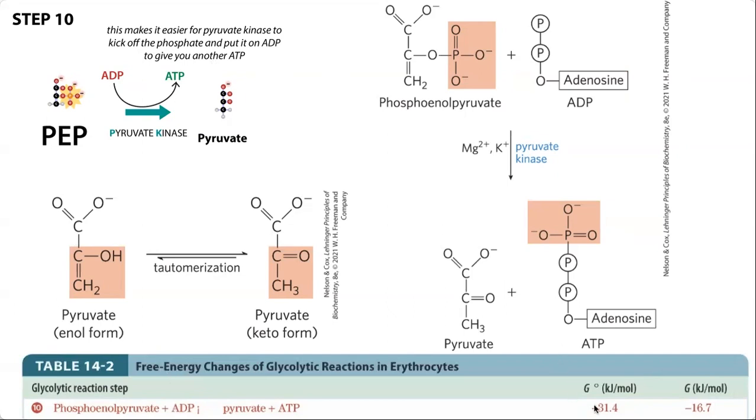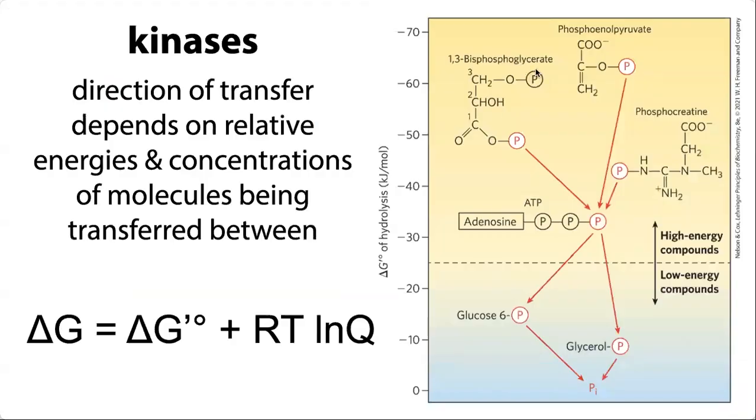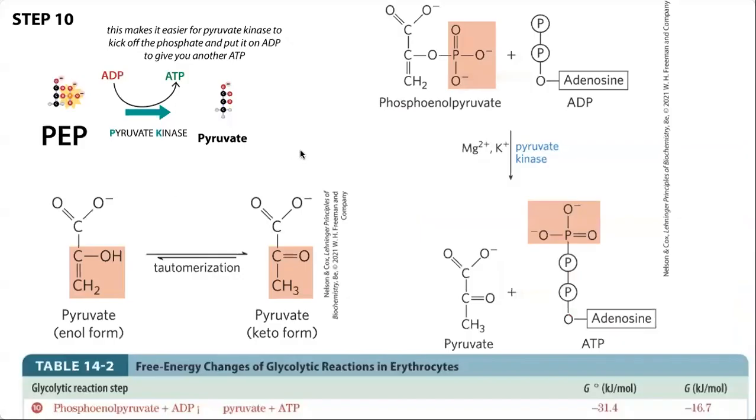We can see that it has a very large delta G naught, which corresponds to up here, where we see how high energy this phosphoenolpyruvate is. So we have lots of energy here, plenty of energy in order to transfer that phosphate group onto the ADP. Why is this? It's actually pretty cool.